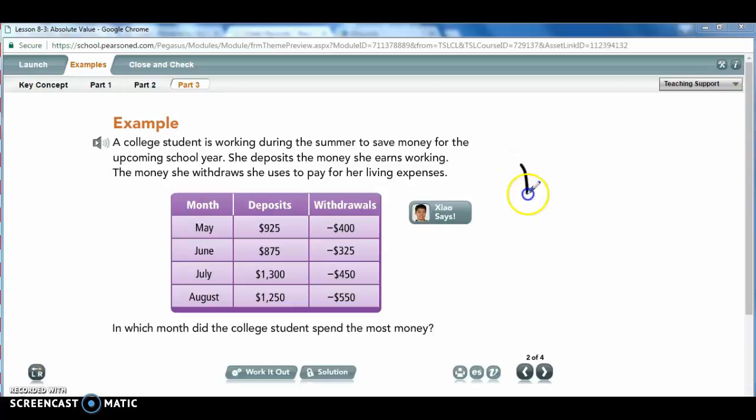However, we want to find the absolute value. Absolute value of negative 550 would show us that even though that's the smallest value out of here, it's describing the most amount of money spent.